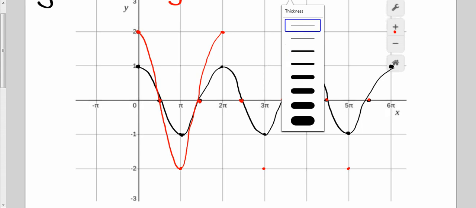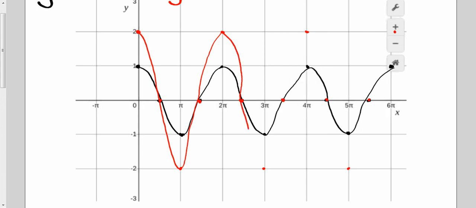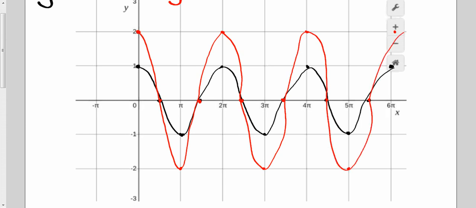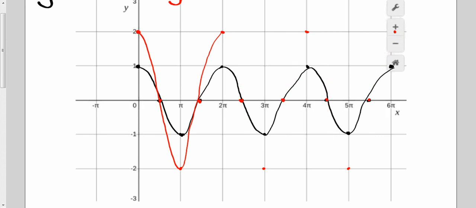Now let's draw. Oh my, I'm a terrible artist. That's what it's going to look like. As a matter of fact, that is so terrible, I'm going to do it again. I'm going to make it right.